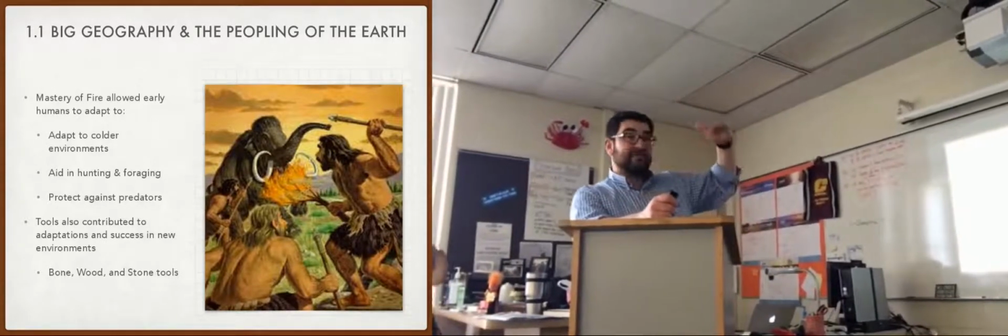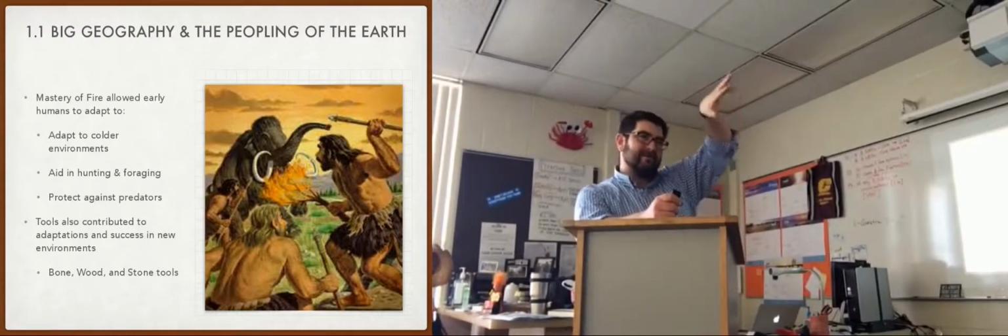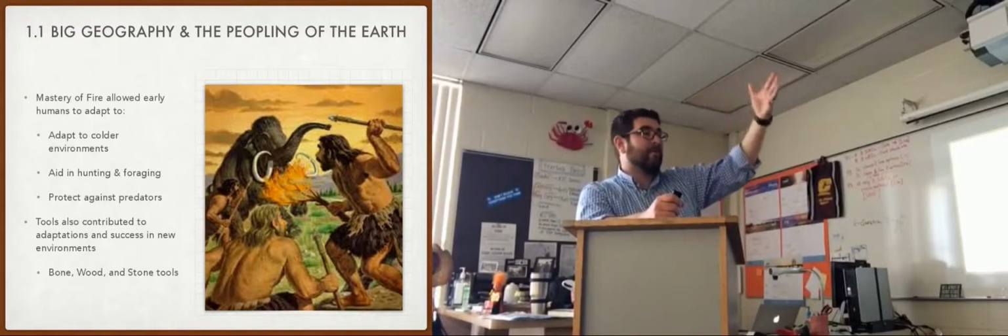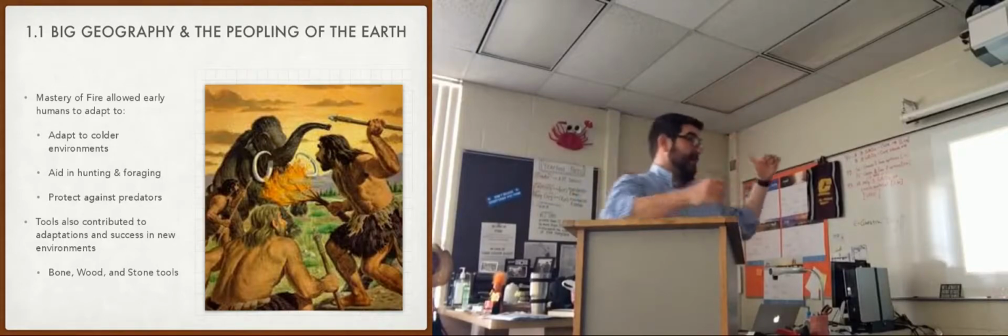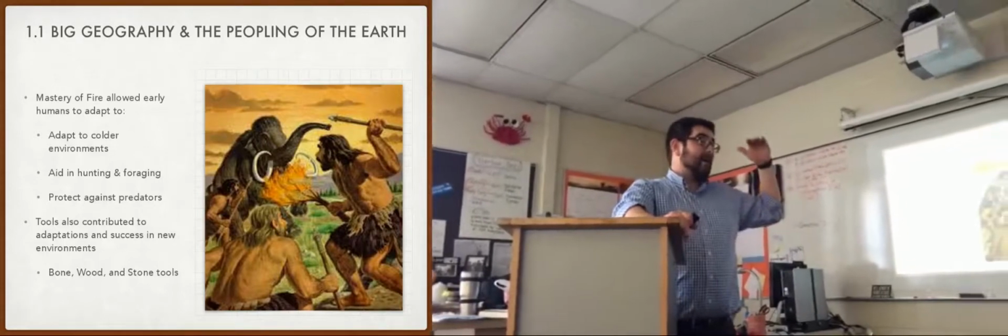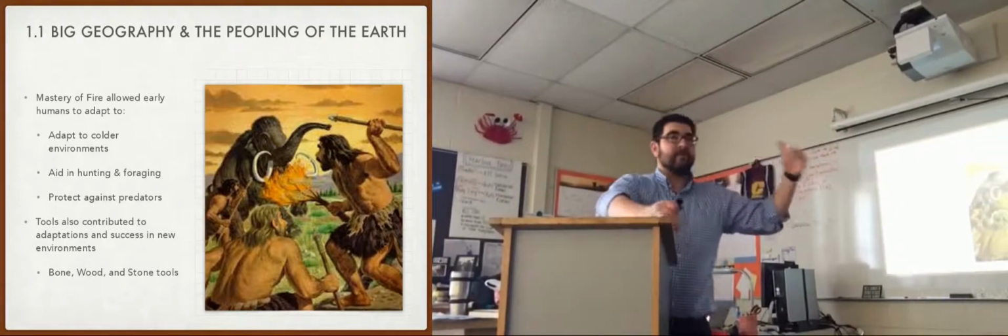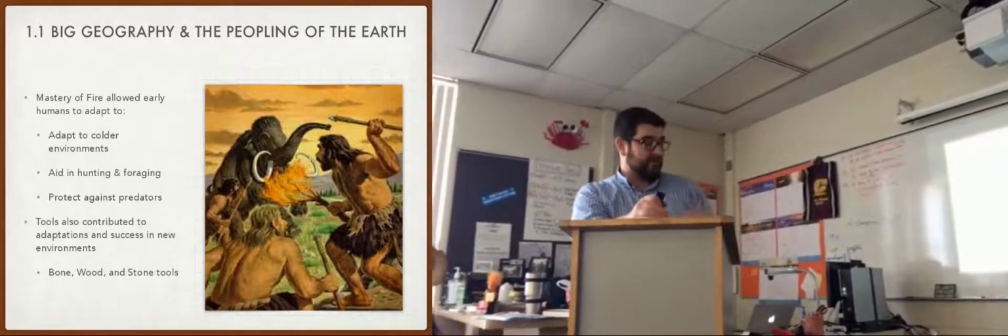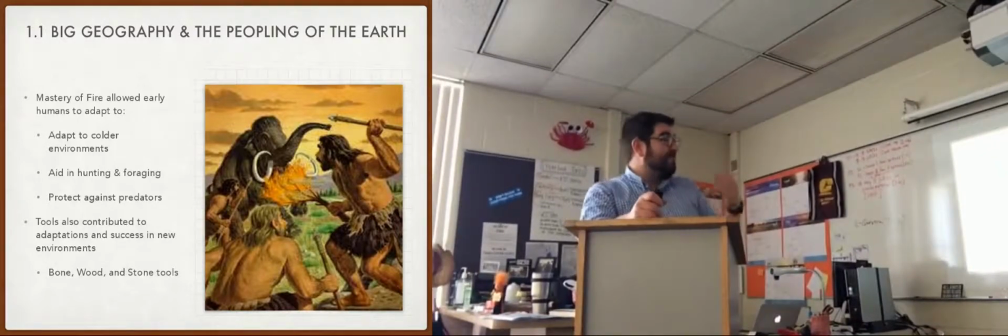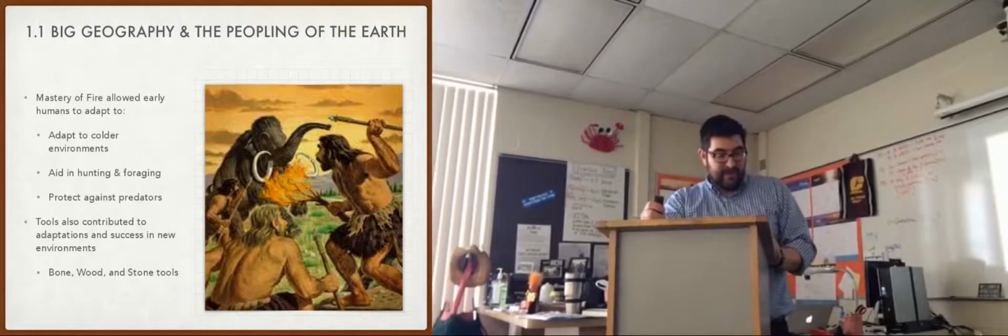So human populations all the way up in the tundra region, you guys know what this is, like northern Canada and whatnot, when there was a land bridge connecting northeastern Asia to North America. You got to have fire to live in those areas.